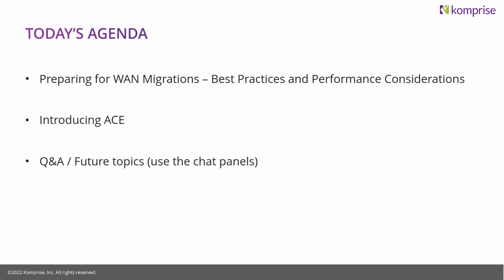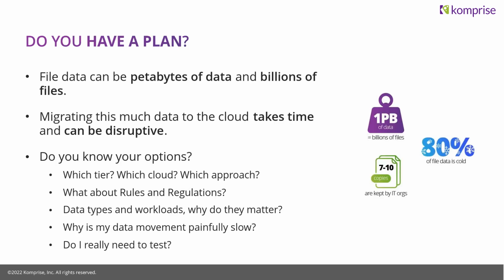Awesome. Thanks, Scott. So we're going to dive right into it, and we're talking about best practices and some real life experiences as well. One of the first things I always like to talk about is, do you have a plan? The plan is really what's going to help you understand your goals and objectives, but also your peers and leadership. One of the first questions, if you are doing a migration, is where are you going? Today we're talking more about WAN-based migrations, and a lot of those are probably cloud-based. So you want to consider right away which tier, which cloud, which approach, meaning how are you going to get there? Now that you're taking data outside your four walls, another question that might pop up is, what are the rules and regulations? You want to consider the data types and the workloads and why they might matter. And then the big question is, why is my data movement painfully slow? And the last one being, do I really need to test? And that one might actually answer itself.